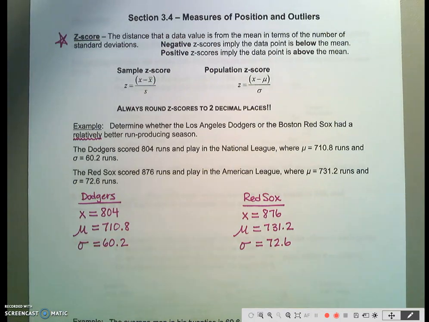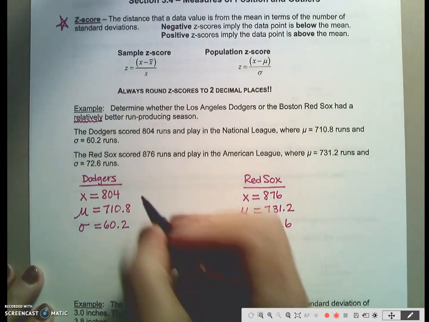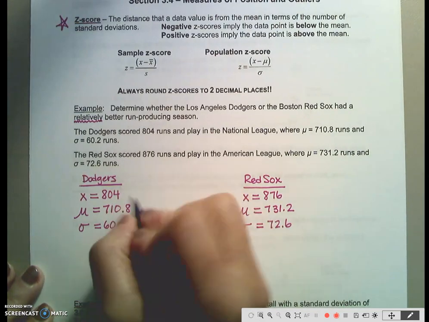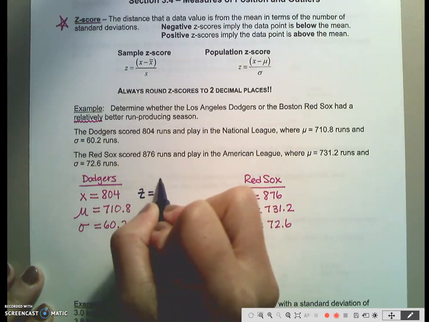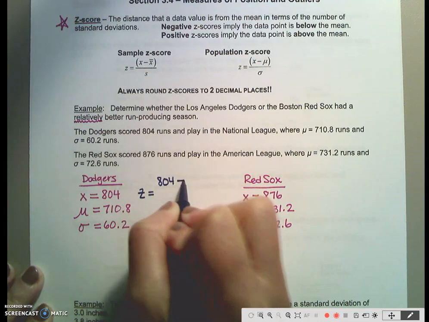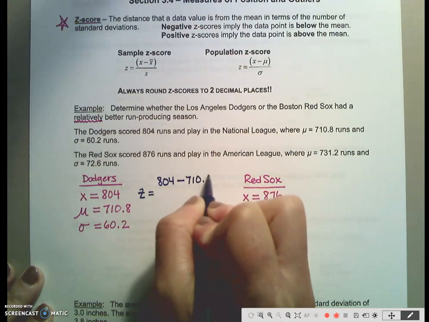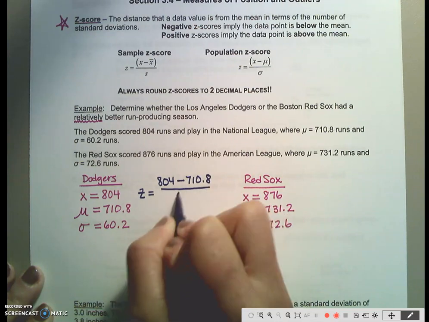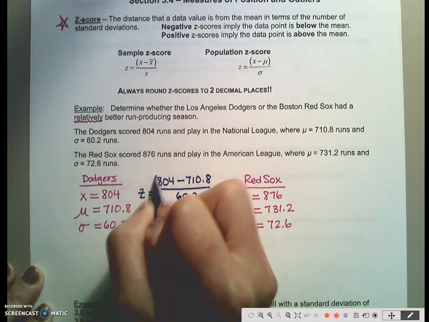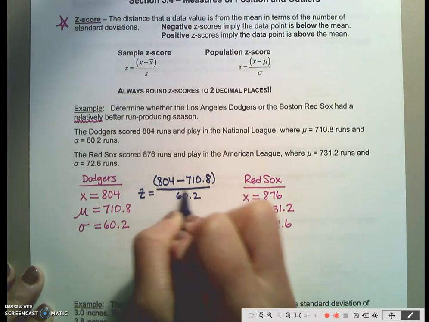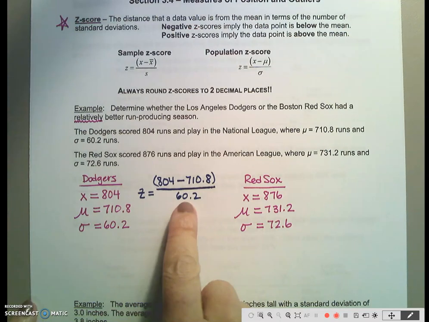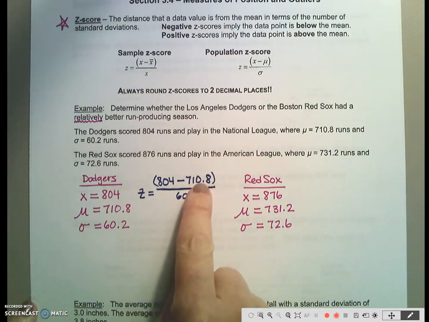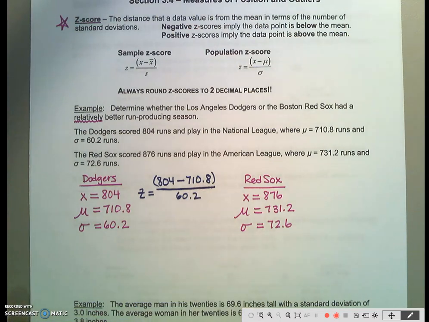Okay. All right, now what we're going to do is we're going to look at the z-score for each one. So for the Dodgers, the z-score is going to be, you always start with the data point, you subtract the mean, and you divide by the standard deviation. Now you have to be careful on your calculator. If you want to type this in one shot on your calculator, you need to use parentheses along the top. Otherwise, it'll only divide the 60.2 into the mean, and we want it to divide into both.